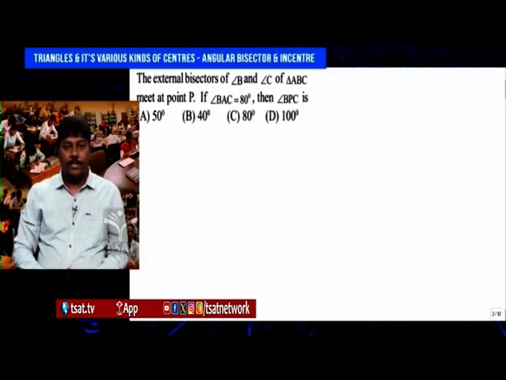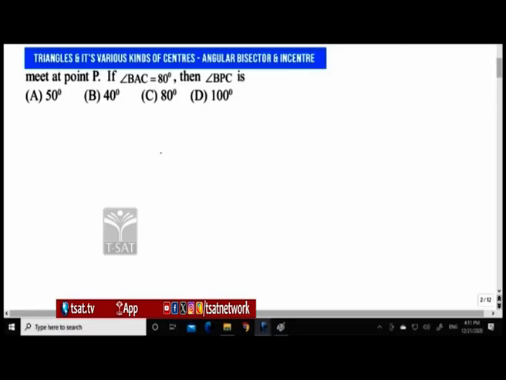The external angular bisectors of angle B and angle C of triangle ABC meet at the point P. In the explanation I said it is D, but here it is given as point P. If angle BAC, that is angle A, is 80, then find BPC. Without a figure we can say angle BPC is equal to 90 minus angle BAC by 2, since they are two external angular bisectors. So angle BAC is 80, divided by 2 is 40. So 90 minus 40 is 50 degrees.